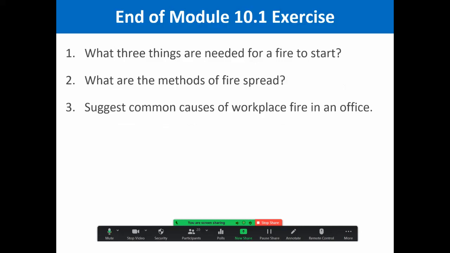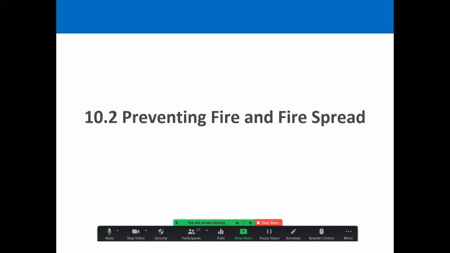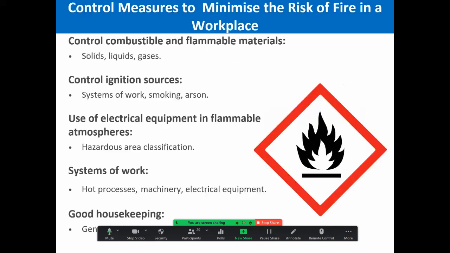Okay, what are the three things that need to start fire? Fuel, heat, oxygen. What are the methods of fire spread? Convection, conduction, radiation, and direct burning. And the common causes of fire we have just discussed as well. How do we prevent fire, and how do we prevent the spread of fire? Okay, so these are the control measures.